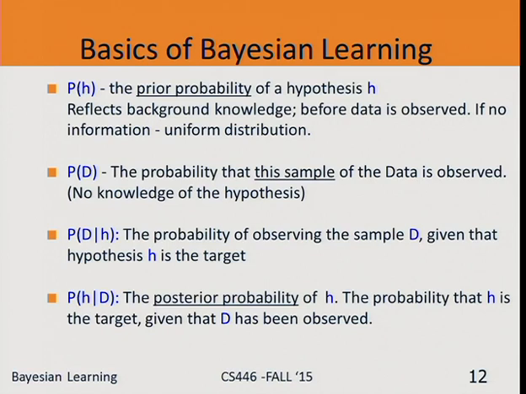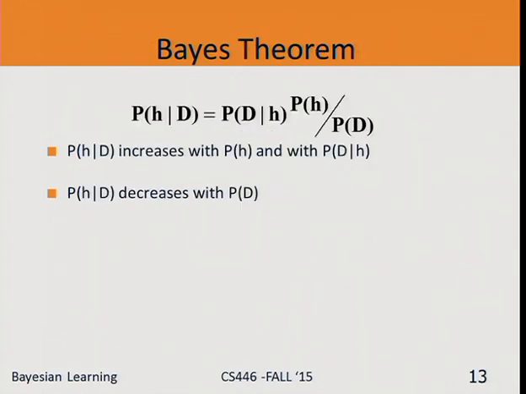And finally, what we really care about is the posterior probability of H. Given that we observe this data, what's the probability that this is the hypothesis that we care about? So these are the four components, and what puts them together is this very simple Bayes theorem that you've all seen before in many ways.